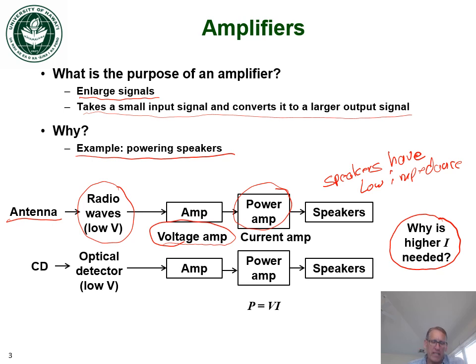Another example would be a CD. If we have a CD, it has some optical detector on it. Again, the output of that is typically a low voltage. And if we wanted to play this through speakers, we'd need to go through a similar stage of a voltage amp, followed by a power or current amp, and finally to the speakers.